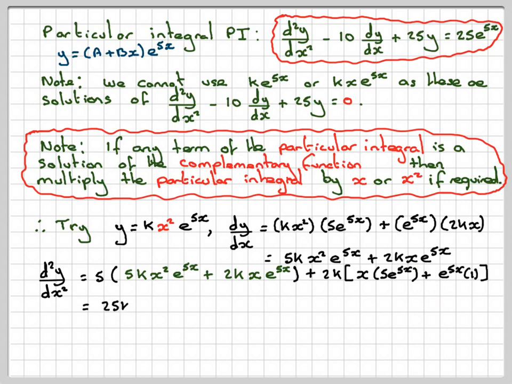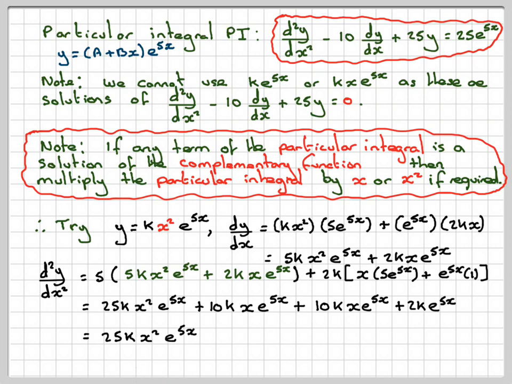Now expanding the brackets, we get 25kx squared e to the 5x plus 10kx e to the 5x. Expanding, that's 5 times 2k times all this, which is going to give me 10kx e to the 5x, and 2k times this is going to give me 2k e to the 5x. I'm going to tidy this up here and have 25kx squared e to the 5x plus 20kx e to the 5x plus 2k e to the 5x. Now what we've got to do is substitute that, this, and this into this differential equation.